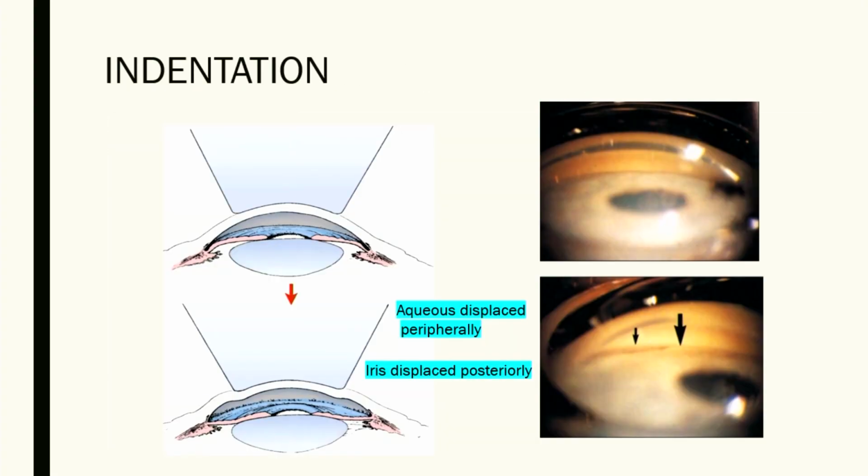So, how do you perform an indentation gonioscopy? It is when you push the gonio lens on the cornea, and you push the cornea backward such that the aqueous present in the anterior chamber is displaced peripherally into the angles and the iris moves posteriorly. As you can see in the other image, a closed angle will appear to be open.